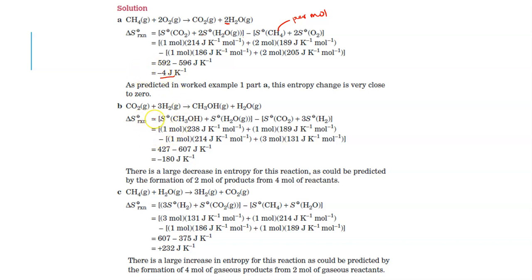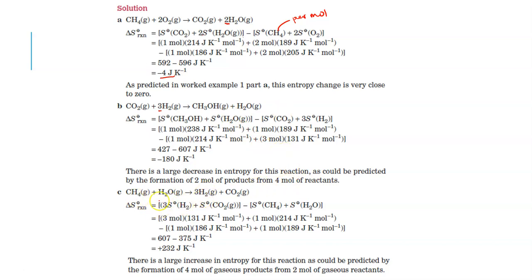In B, when we go through, we're going to have the entropy of methanol plus the entropy of water minus the entropy of carbon dioxide and 3 times the entropy of hydrogen. This means that we will end up with a negative 180 joules per Kelvin, which shows a large decrease in entropy for this reaction, which is as predicted because we went from 4 moles of gas to 2 moles of gas. That is a significant drop in the disorder of the system.